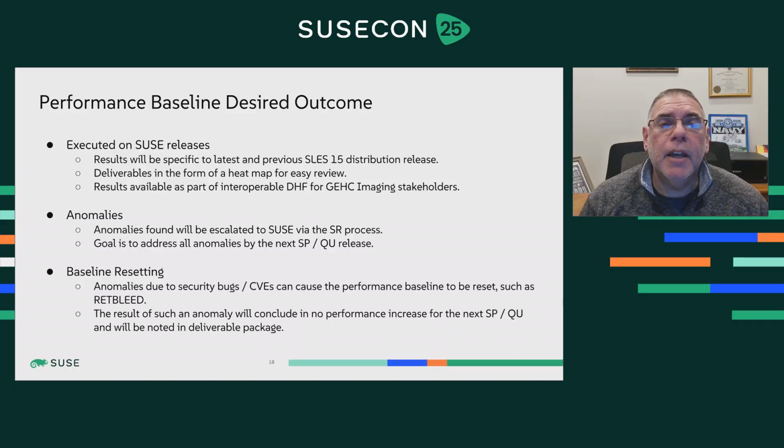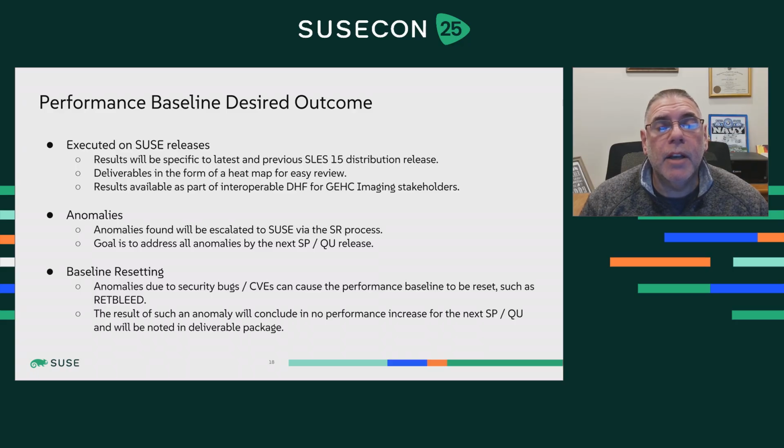The performance baseline process would mirror SLES15 service pack and quarterly releases and be included in the design history file, along with additional artifacts and shared with teams consuming the operating system. Regressions could then be escalated to SUSE through the support request process, with the goal to have these regressions addressed prior to future SUSE releases.